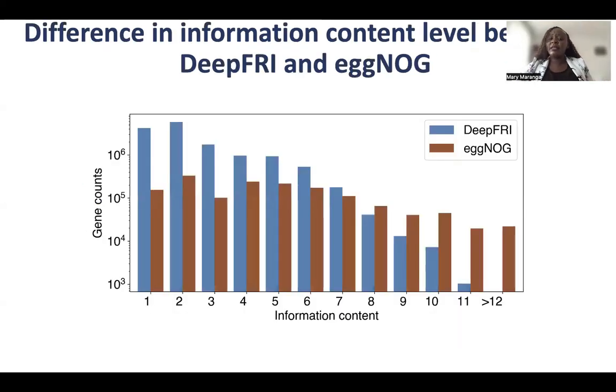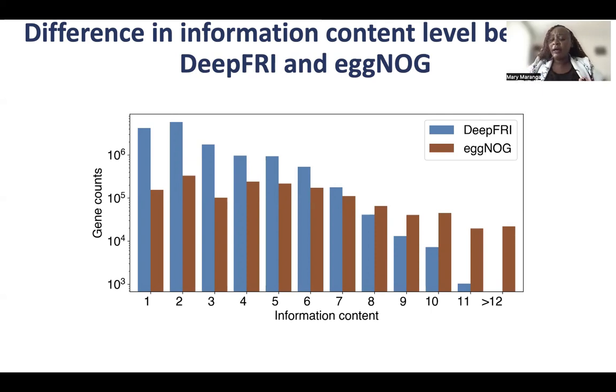This plot here shows the difference in information content between DeepFRI and eggNOG. On the y-axis, we have the genes that are annotated by both methods. And on the x-axis, we have the information content levels. The blue bars show DeepFRI annotations, and the brown bars show eggNOG annotations. From the trend, we see that as we go to high information levels, we see a gradual decrease in the number of genes annotated by DeepFRI, while eggNOG tends to give more specific GO terms.